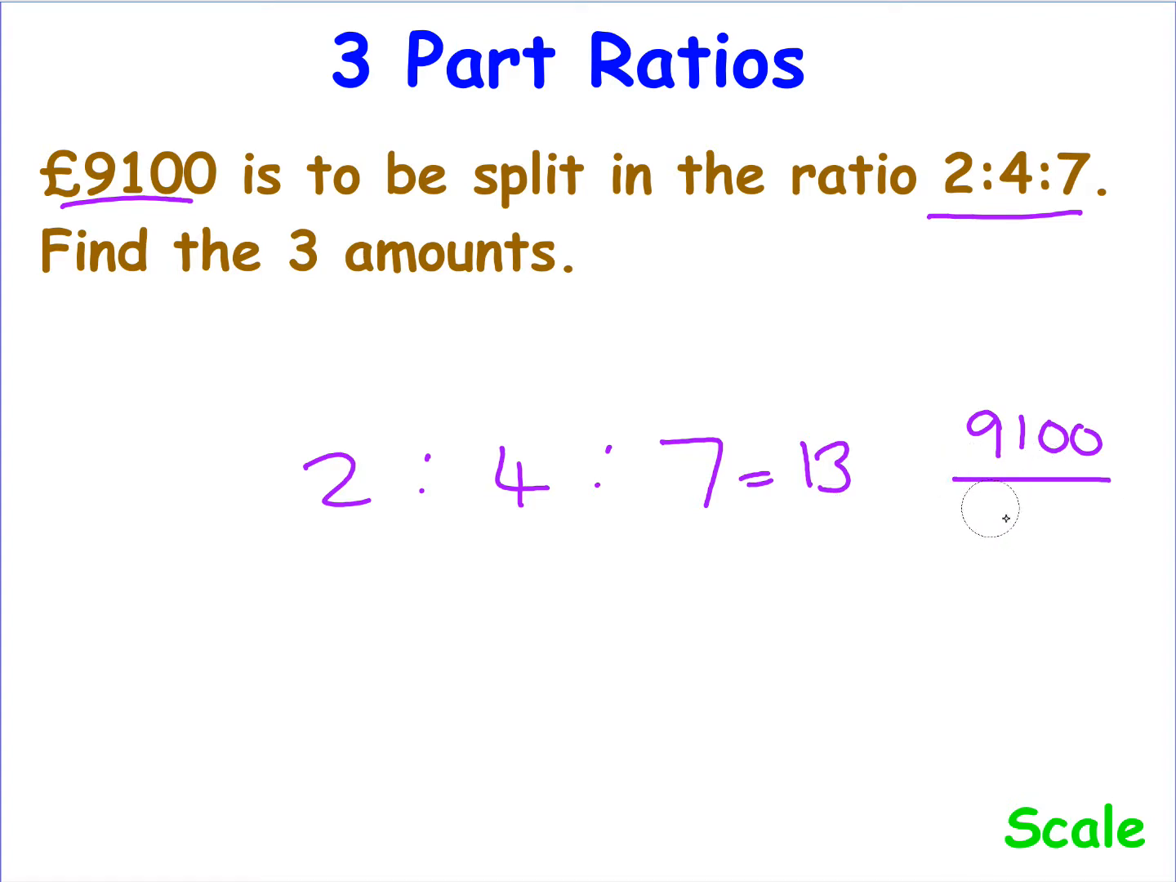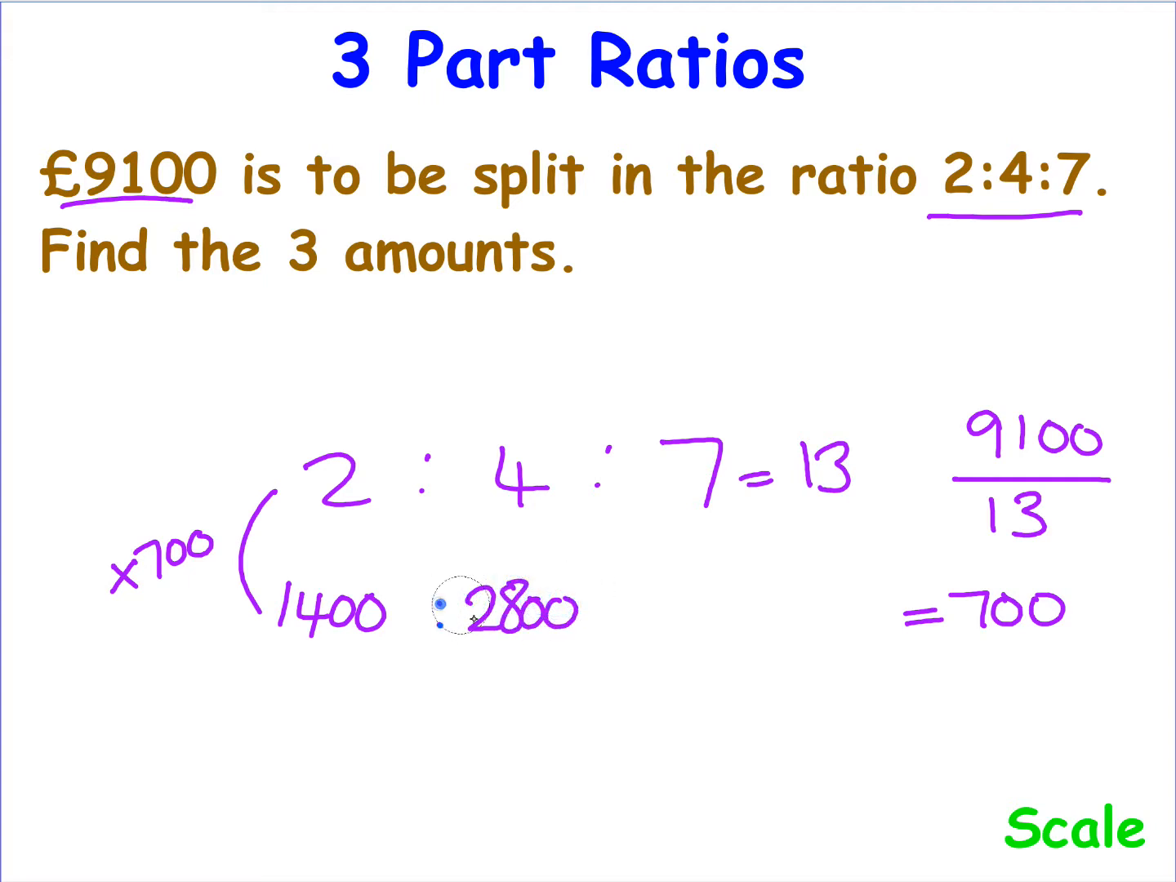So divide 9,100 by 13 and it gives us our scale of 700 per part. Go back and multiply each one of these by 700 and you get £1,400 for the first part, £2,800 for the second part, and then £4,900 for the third part. So ratios can have 2 parts, 3 parts, 4 parts, and so on.